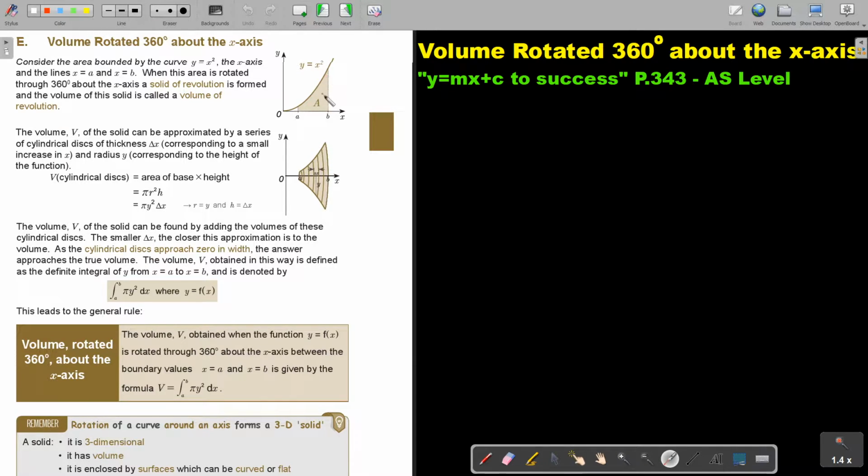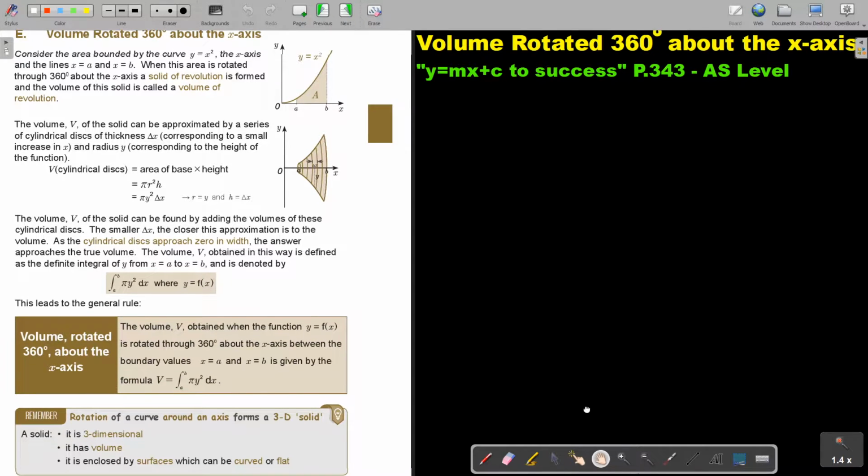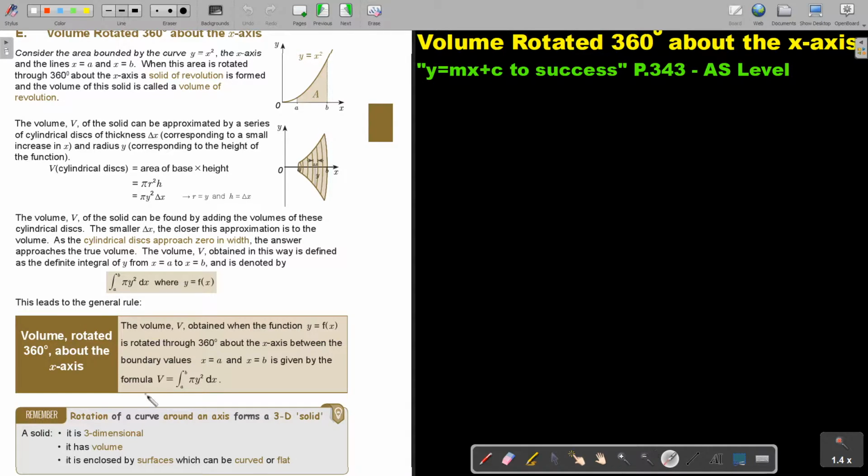So I'm taking this area and I start moving it. Now, three-dimensional, it will give you volume. I made a note here, I just want to first go through this note. Rotation of a curve around an axis forms a 3D solid. And what is a solid? It's three-dimensional. It has volume and it's enclosed by surfaces which can be curved or flat. Okay, so keep in mind.